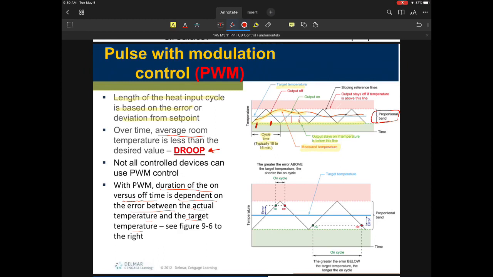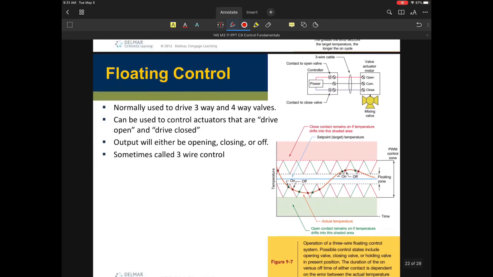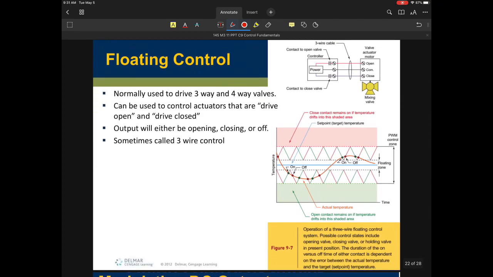and again, I just want to re-highlight that with your PWM, the duration of the on versus the off time is very dependent upon the error between the actual temp and the target temp. And that's primarily what we are doing. So the greater the error, the greater the on time, to some extent, depending on where you are. In this example, our error is above, so we don't need as much time. But over on the lower part, if we're trying to control in this area, we need more on time in order to function. So that's pulse width modulation control.